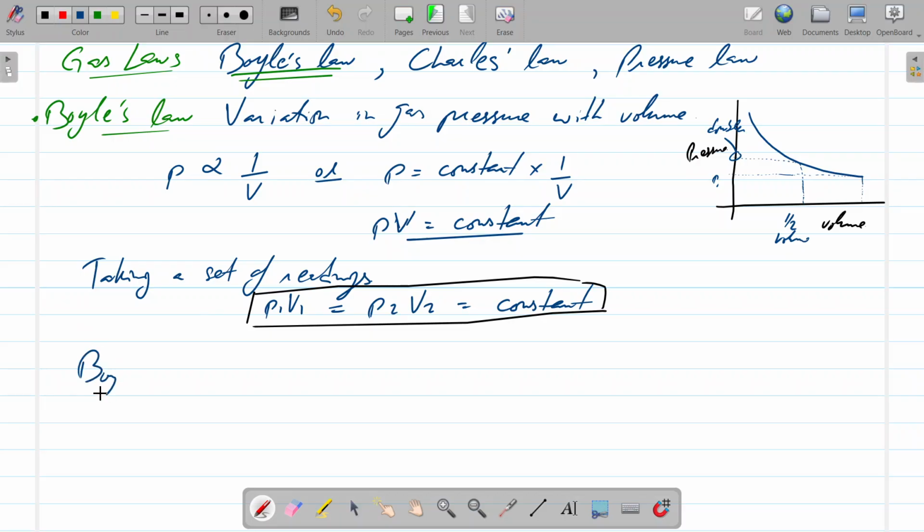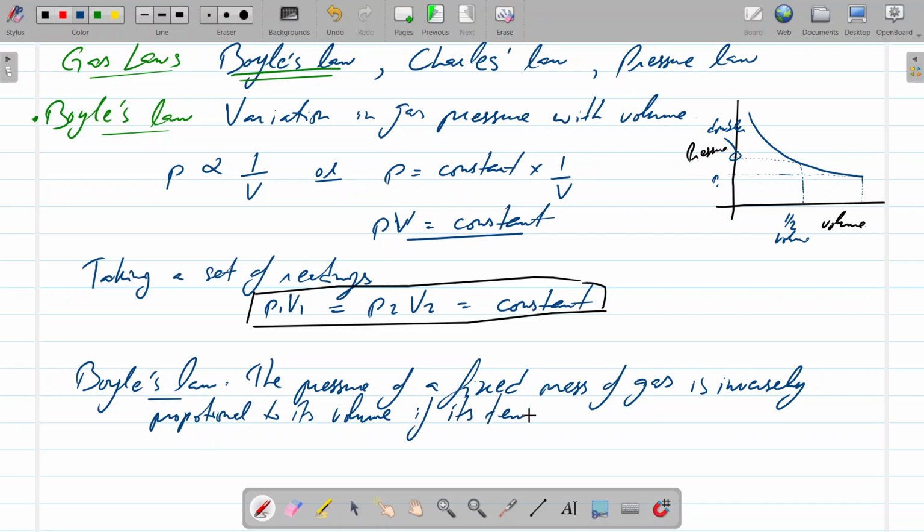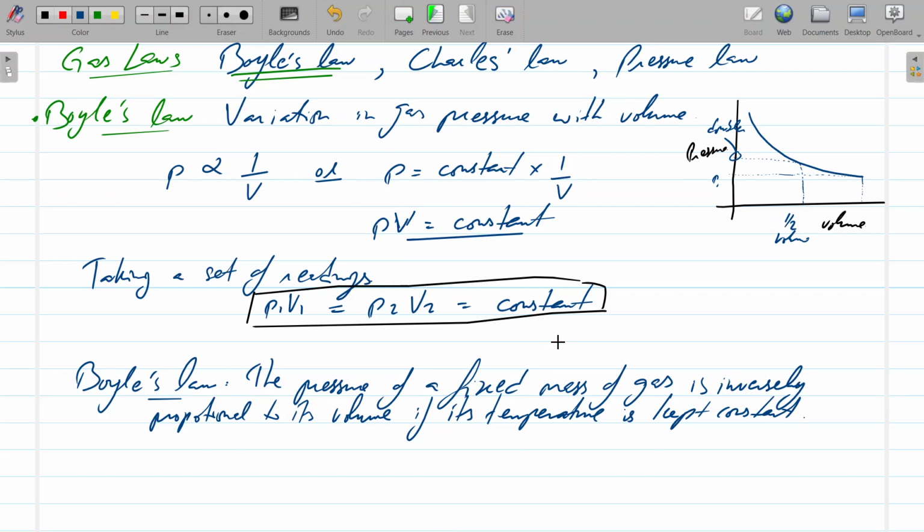Boyle's law states that the pressure of a fixed mass of gas is inversely proportional to its volume if its temperature is kept constant. So that's Boyle's law in words. This is the equation for Boyle's law.